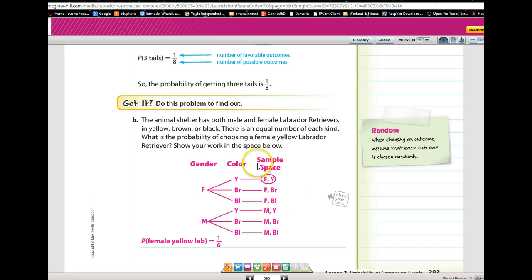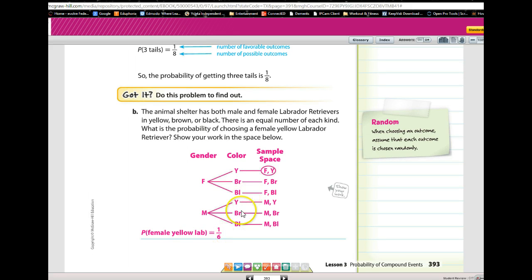They want to know the probability of choosing a yellow Labrador female. So we have female, yellow. There's only one of those combinations out of 6. Here's how you should write it, and here's how it should look. You should have this in your notes for when we grade them, because this will help you when you do some of today's work and ask you to do these kinds of questions.